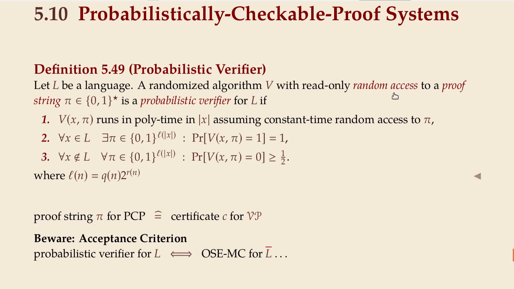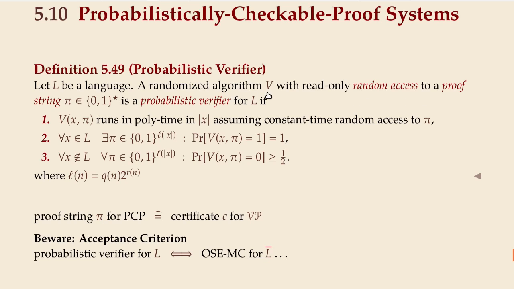It additionally has a random access tape. You can imagine there's an additional address tape, and you write the binary number of the cell of the proof that you would like to read into that address tape. And what you get back is then one bit of the proof string. So the proof string plays the role of the certificate. The reason is just that these probabilistic verifiers come from a different part of TCS, and therefore people tended to stick with the term proof instead of certificate, but it's really the same concept.